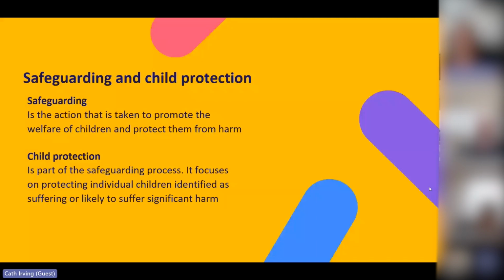And that will include the things, the procedures that we're following within our settings. Child protection is one part underneath that big umbrella. And these are the actions that we take when we have specific concerns for children and young people. So this is where we're identifying that they are highly likely to suffer from significant harm or suffering from significant harm.